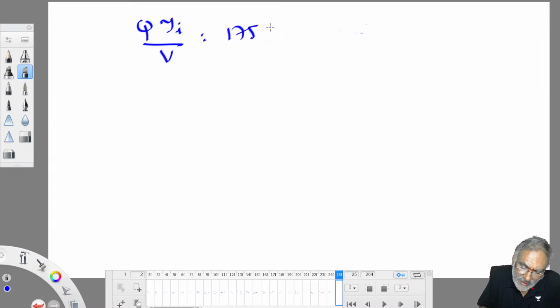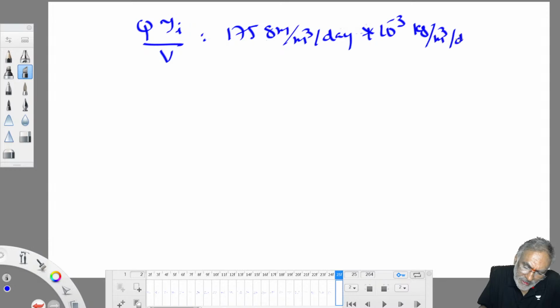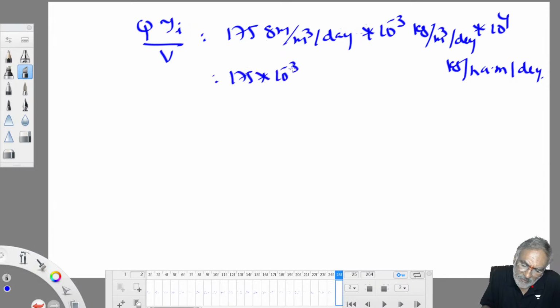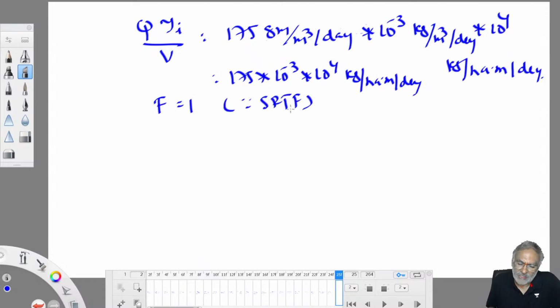This is given as 175 grams per meter cube per day. You multiply with 10 power minus 3, this becomes kilogram per meter cube per day. And once again multiply with 10 power 4, then this becomes kilograms per hectometer per day. So it is 175 into 10 power minus 3 into 10 power 4 kilograms per hectometer per day. So converted, and F is equal to 1 since standard rate trickling filter is mentioned in the question.